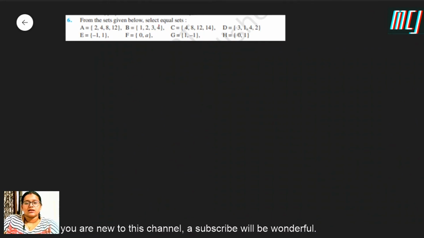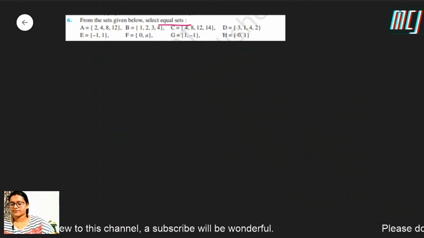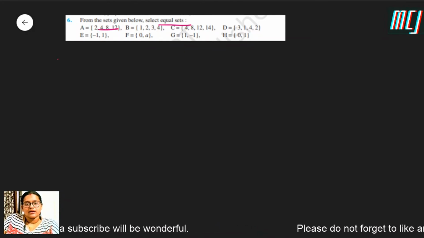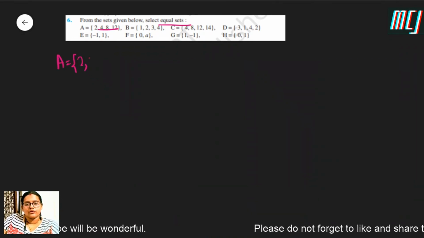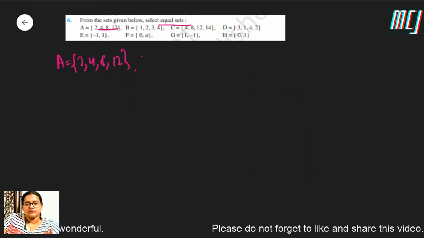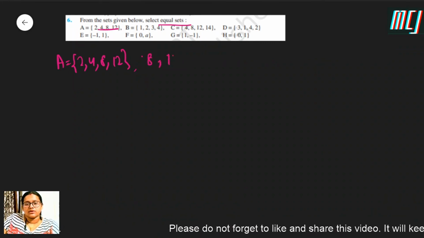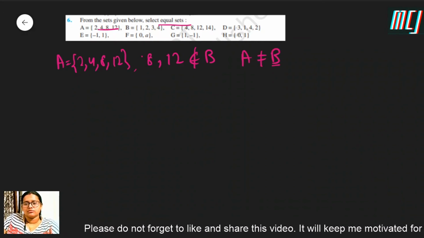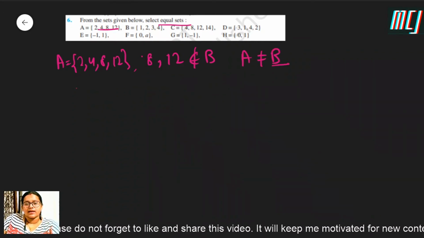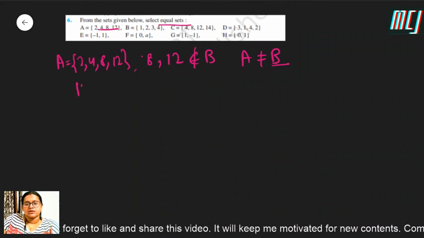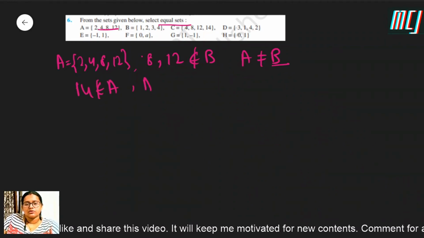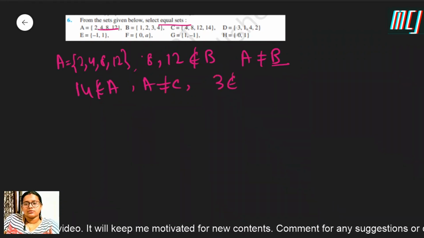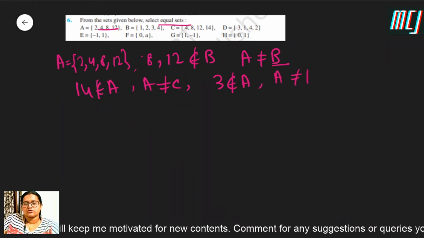Now the last question of this exercise. We need to select equal sets. Here see A and B. A equals 2, 4, 8, 12. 8, 12 do not belong to B, so A is not equal to B. Similarly, 14 doesn't belong to A, so A is not equal to C. Now 3 does not belong to A, so A is not equal to D.